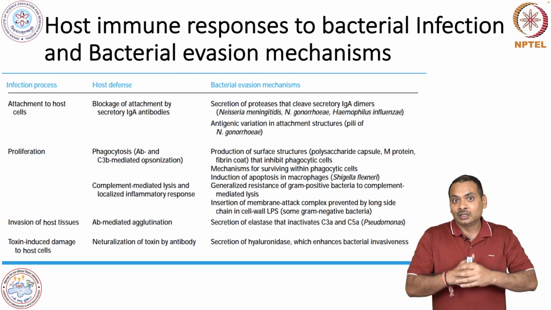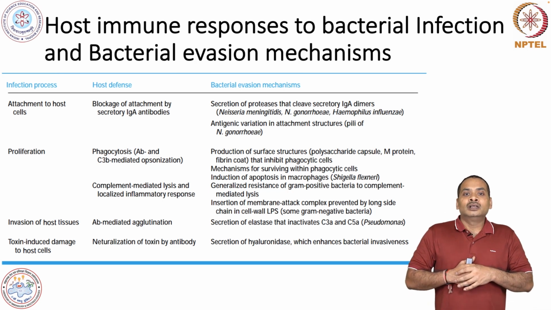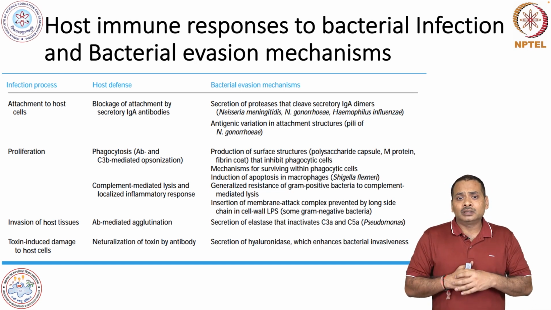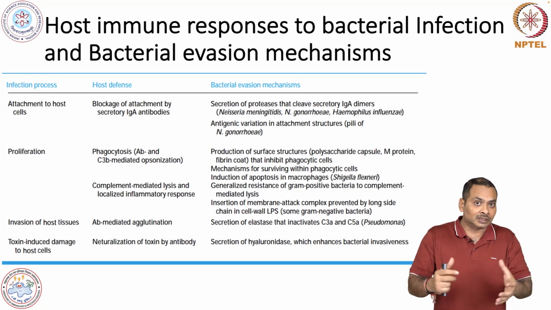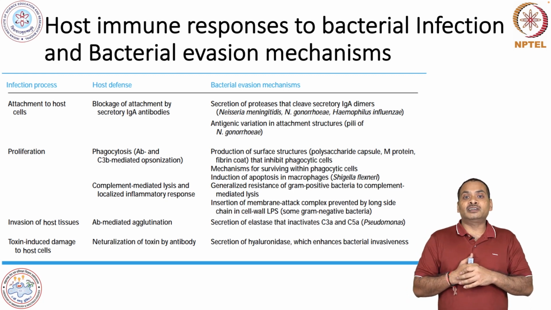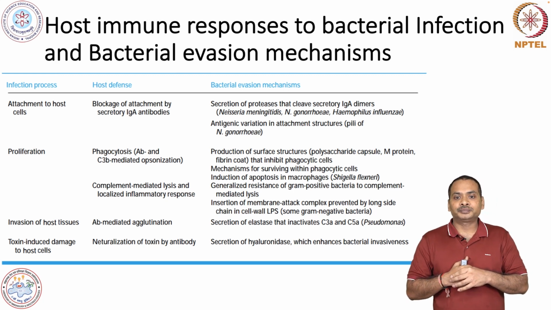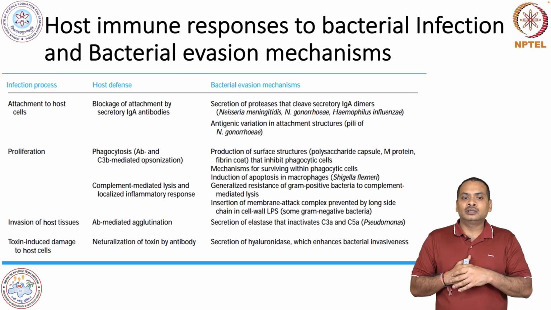So how is the pathogen evading this phagocytosis? They make some surface structure made of a polysaccharide capsule, okay. They make some M protein, okay.